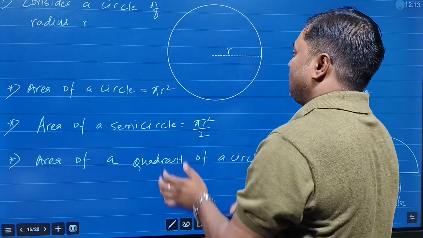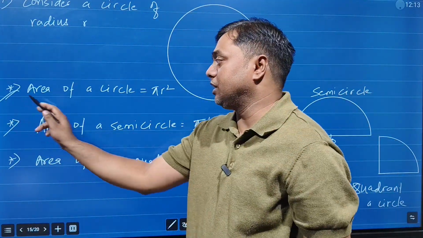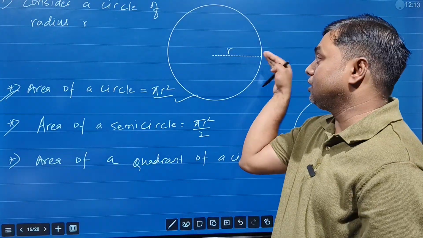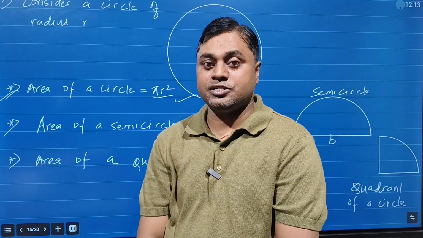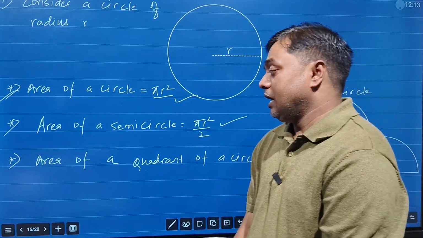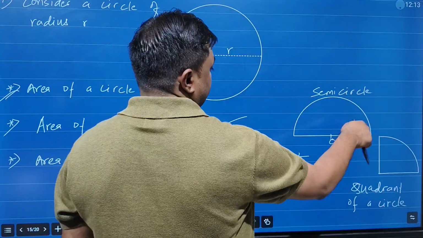Next, I have considered a circle of radius r. How do you find the area of a circle? Pi r square. Area of a semicircle. Semicircle means half circle is called a semicircle. So total area by 2 can be written, so pi r square by 2. You can see here this is a semicircle.